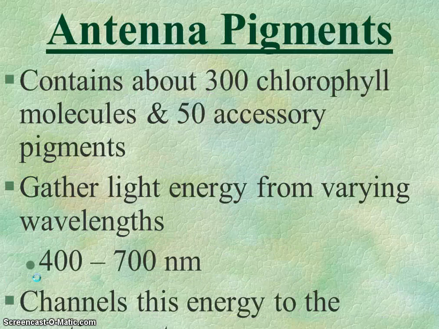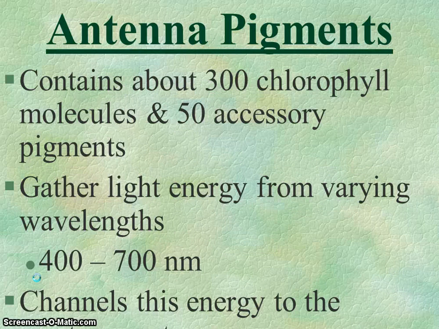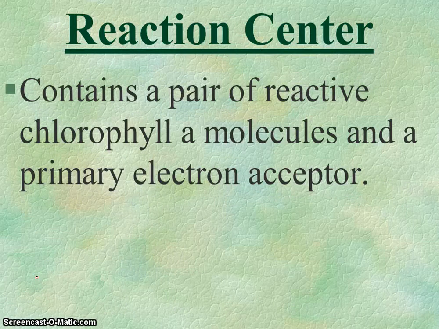Okay, all right. So these antenna pigments are going to contain about 300 chlorophyll molecules and 50 different accessory pigments. That is what's going to help gather the light energy from the different wavelengths. Okay, and that's going to help channel that so we can use the photosynthetic process. Okay, the reaction center is just a pair of chlorophyll molecules and an electron acceptor. So that's the basic structure of the photosystems for 1 and 2.